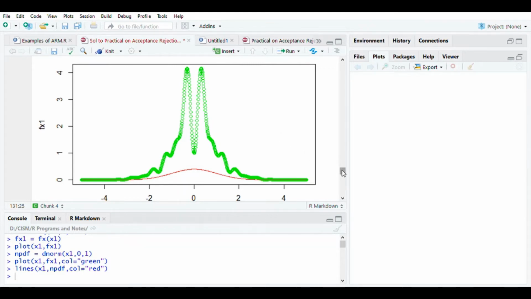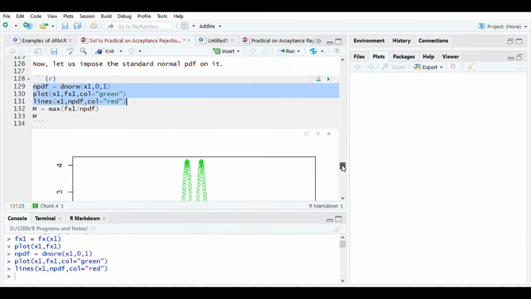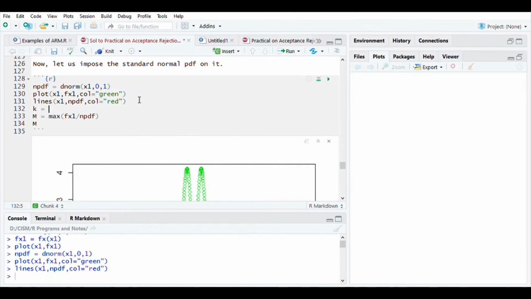We just know that fx is proportional to those terms. We don't know exactly how much is fx. So if you really want to know, what can be done is you can find the integration of this function and then divide the values by the constant, and then try to compare the two PDFs. So let us try doing that here. So suppose k is integrate fx, where lower is equal to minus infinity and upper is equal to infinity.